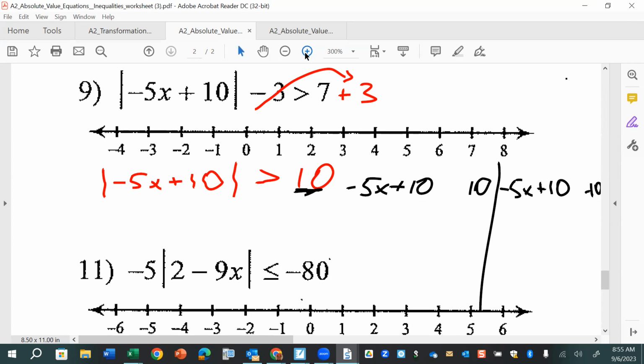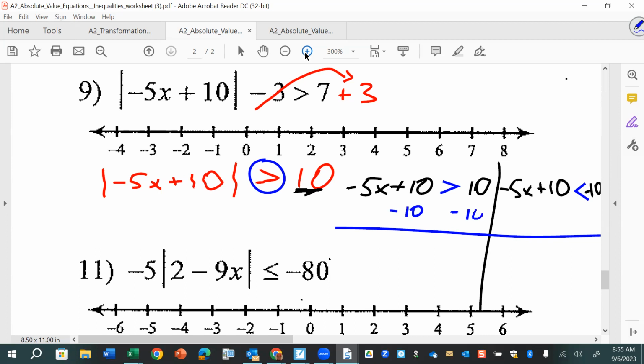And what do I do with the sign? Keep it, change it. Okay. Next, what are the 2 steps going to be to solve this? What am I going to have to do first to make this say x equals? Subtract 10. Okay. I can do that. And that leaves me here. -5x greater than 0 and -5x less than -20.